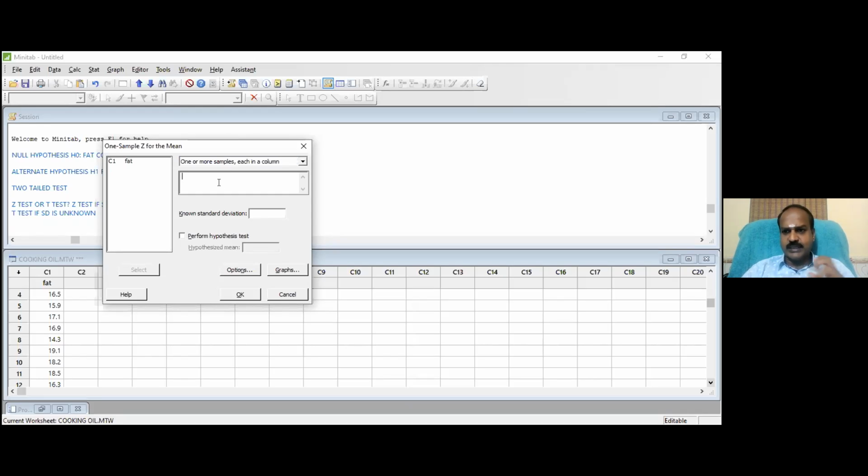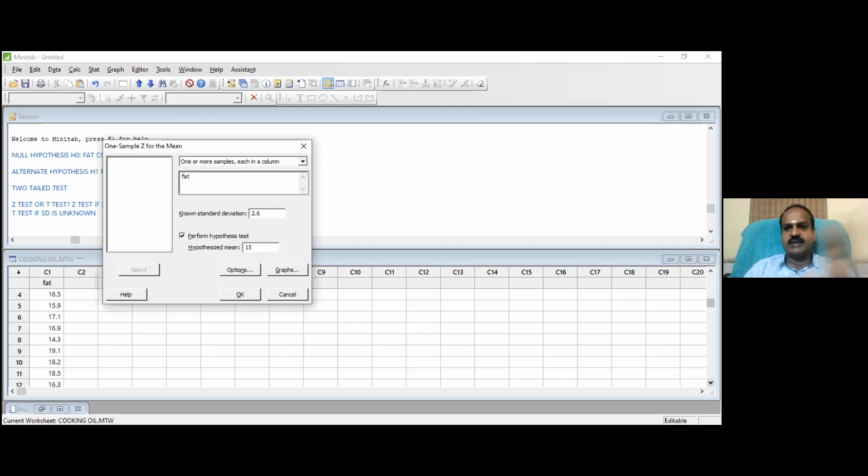Now Minitab is asking you, where is the data? Data is given in column number 1. Select this. Known standard deviation: is it known to you how much it is? 2.6. And now you need to perform the hypothesis test. What is your null hypothesis? Mean equal to 15.